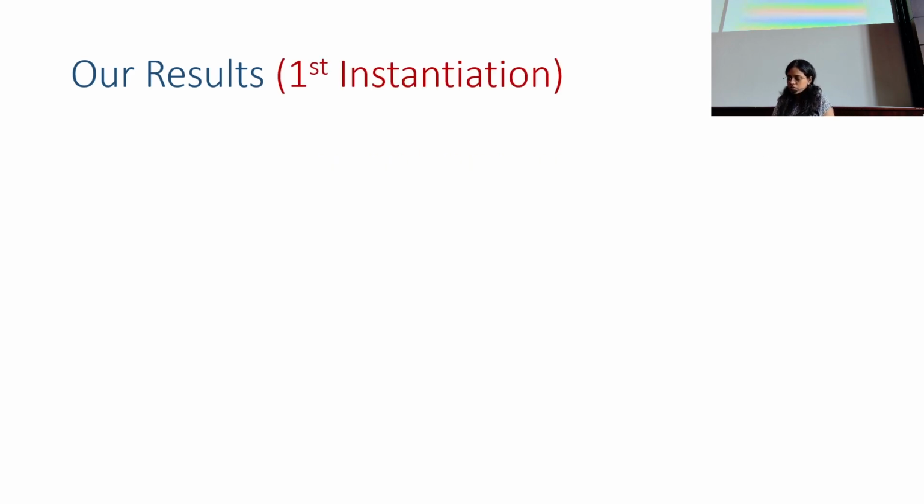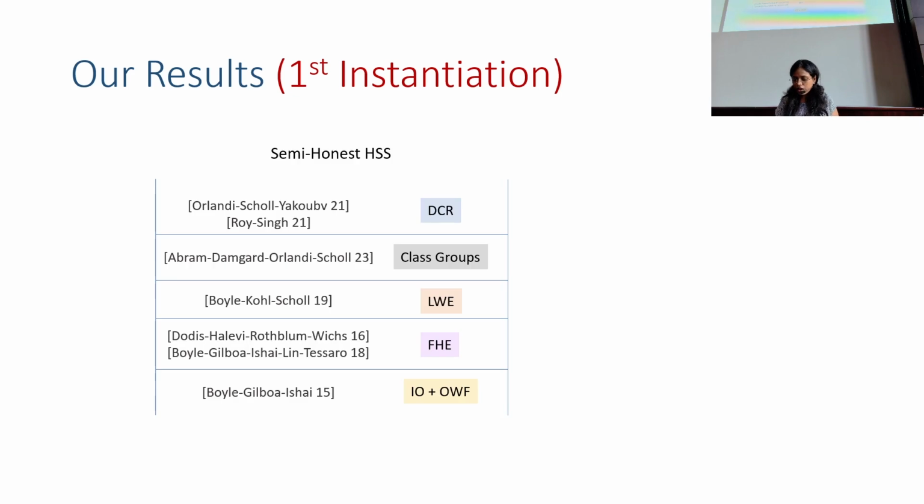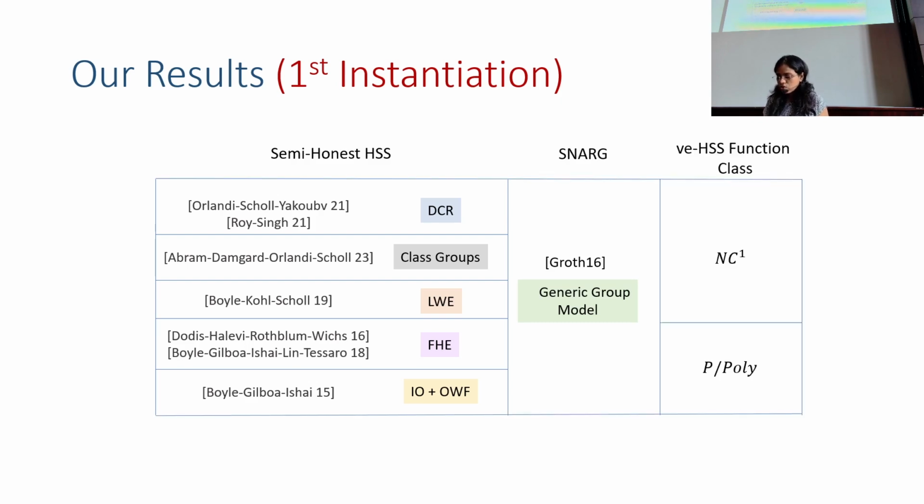Okay, so let's talk about instantiating this particular framework to see what kind of results we obtain. In the paper, we present two instantiations. In our first instantiation, we can start with any of these HSS schemes and instantiate our compiler using the Groth16 SNARK, which is proven secure in the generic group model. And combining these two, we get HSS with verifiable evaluation for the following function classes.